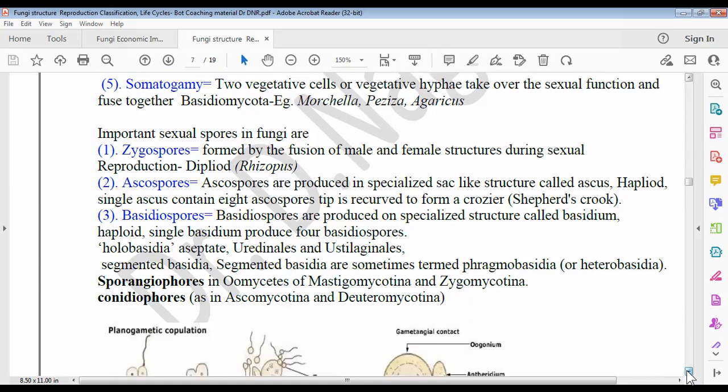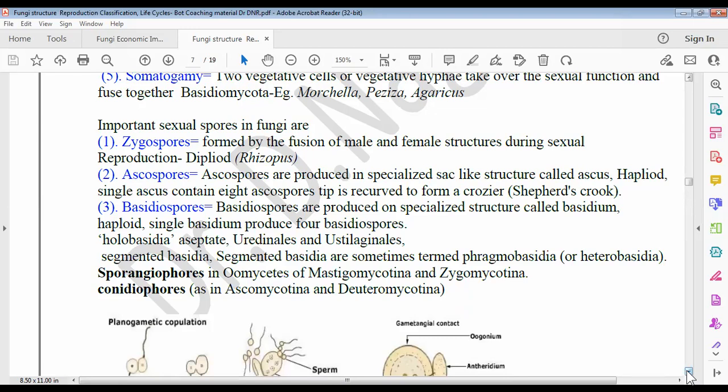You know the sexual spores of the fungi. Zygospores are there in Rhizopus, Mucor, in the zygomycotina. Ascospores are released from the ascus-like fruiting body that is there in the ascomycetes. Already told you, each ascus contains how many? Eight ascospores. Where is the karyogamy, nuclear fusion, taking place? At the crozier. These two points are very, very important: eight spores in each ascus, and karyogamy, nuclear fusion, taking place in the crozier. These are very important in the ascomycotina general characters.